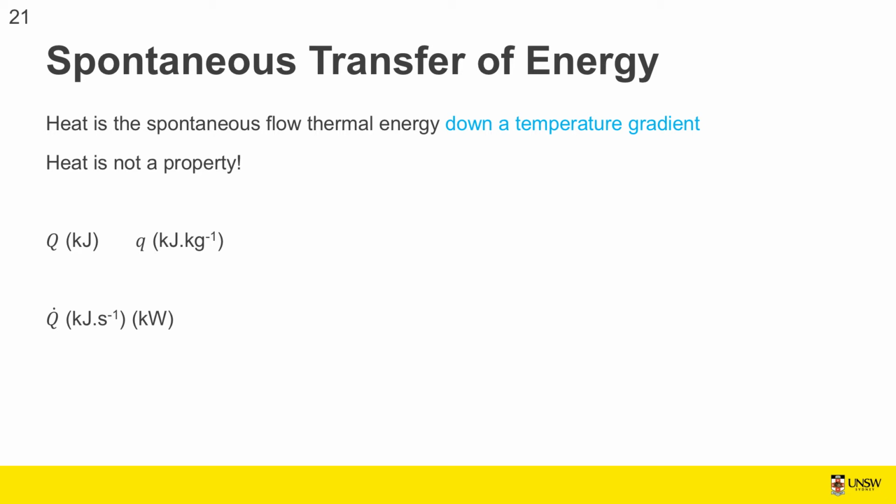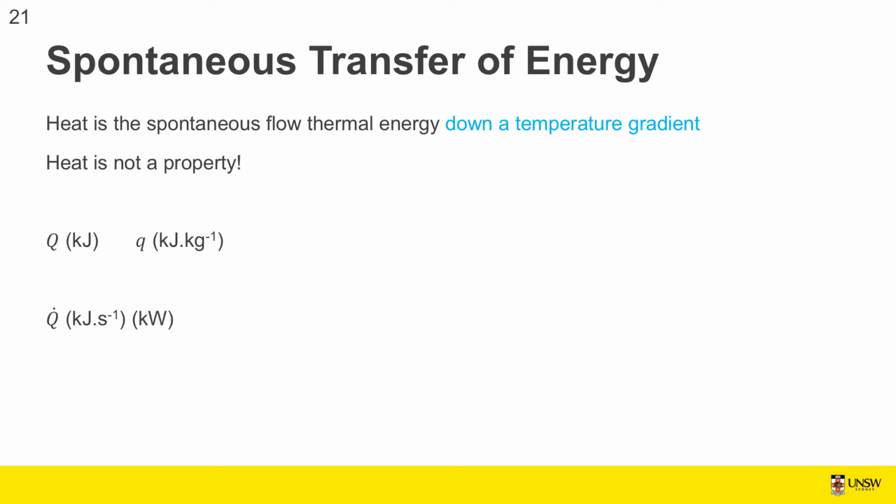Heat's not a property, so it's worth knowing that. It is what's called a path variable. So, for example, in a closed cycle, the cyclic integral of U equals 0. Whatever gains U took as it went round, it lost. It had a gain, it had a loss, so that when it got back to the start, it was 0. The cyclic integral was 0.